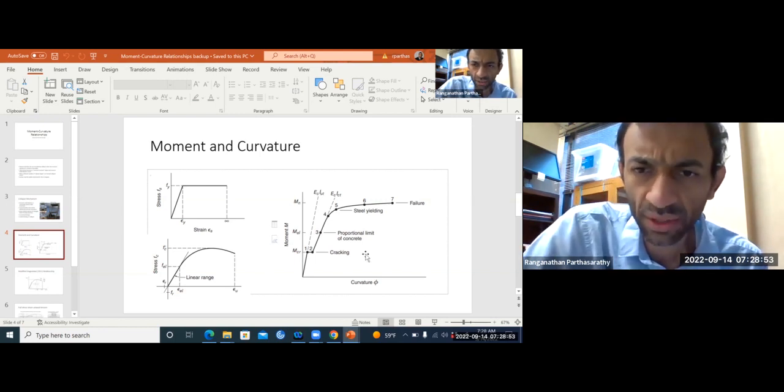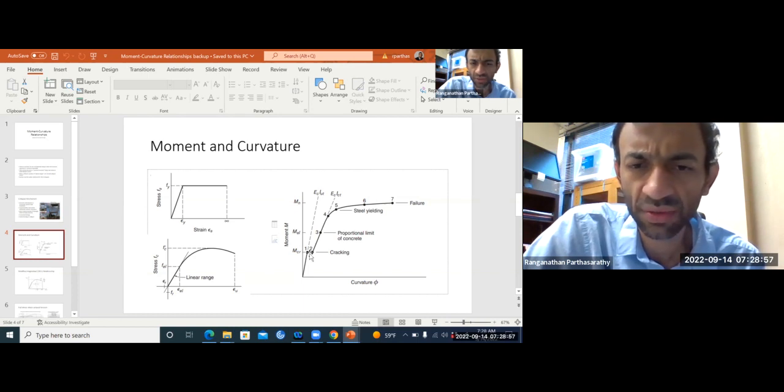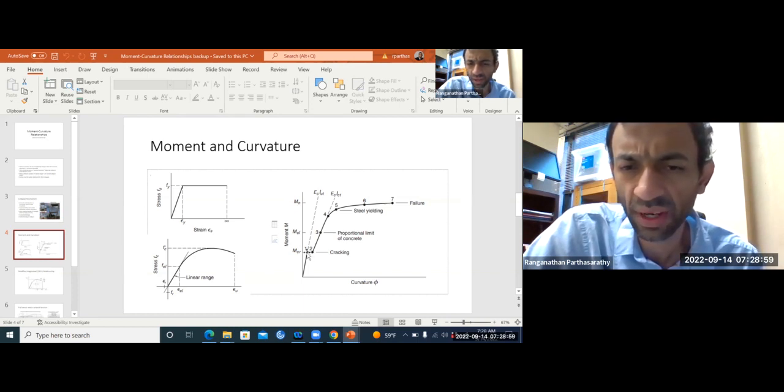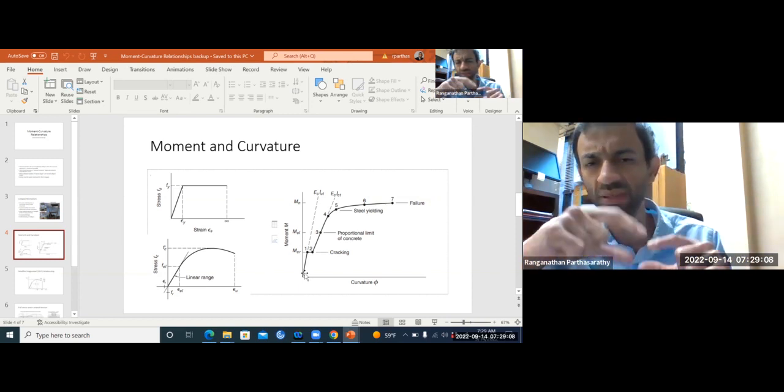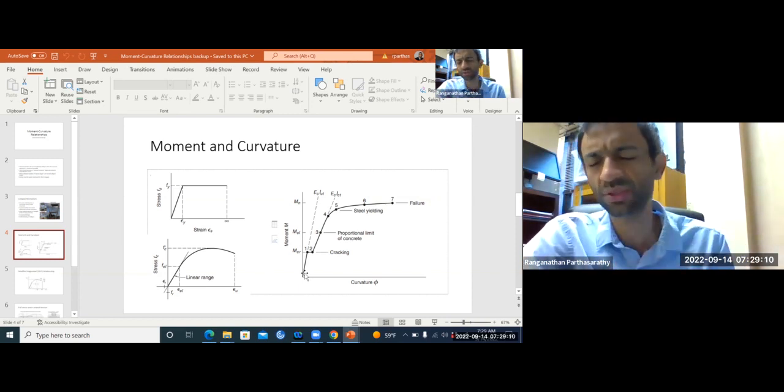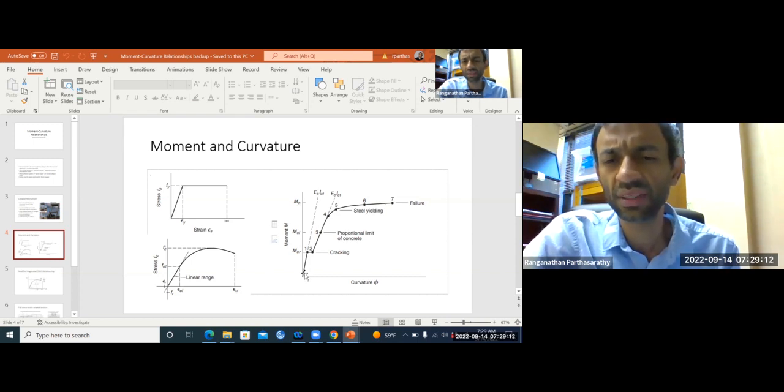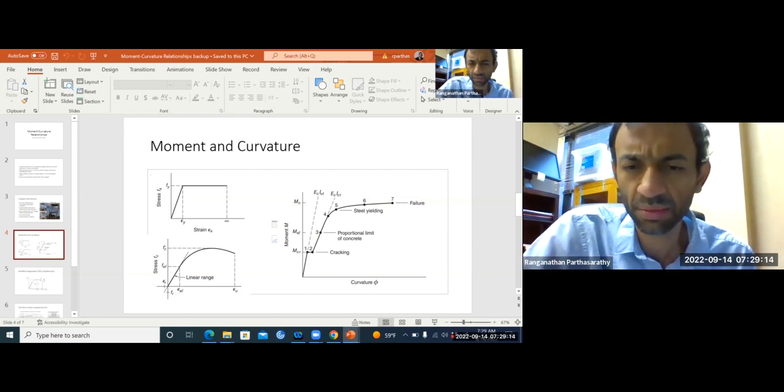Okay, so let's look at individual points here. So what is the first point? Point number 1. From 0 to 1, everything is linear. The section is uncracked. Not even tensile cracking has happened at the bottommost concrete fiber. So everything is behaving elastically up to point 1.